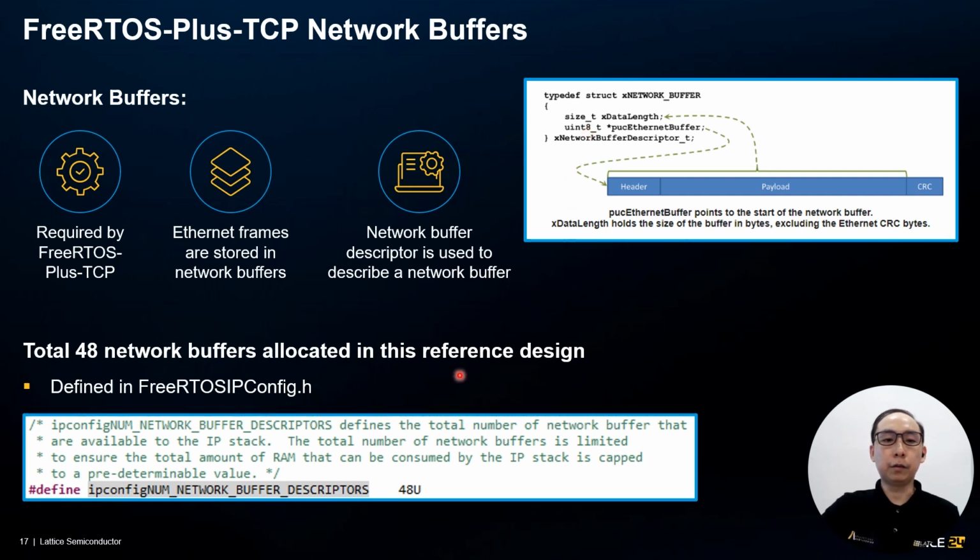The number of network buffers can be configured in the FreeRTOSIPConfig.h header file by using this C macro, ipconfigNUM_NETWORK_BUFFER_DESCRIPTORS. A total of 48 network buffers are used in this demonstration.